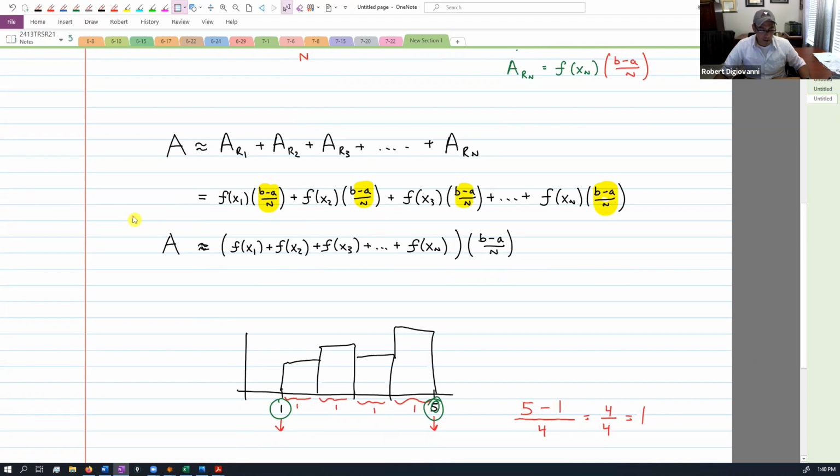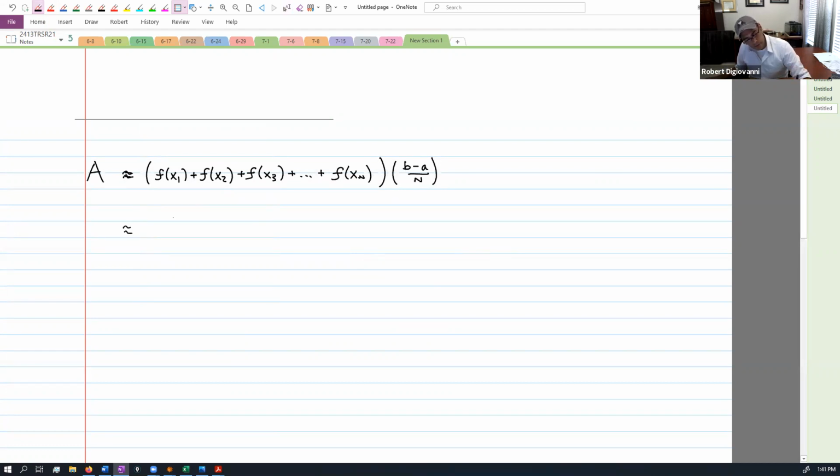Now, at this point, I'm going to do something, and I'm not quite sure how you're going to do with this because it'll depend on your college algebra. I'm now going to rewrite this like this: Sigma, i equals 1 to n of f of x sub i, times (b minus a) over n. So this all depends on your college algebra experience.